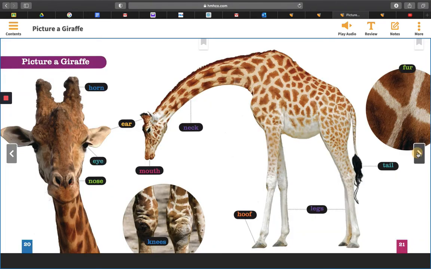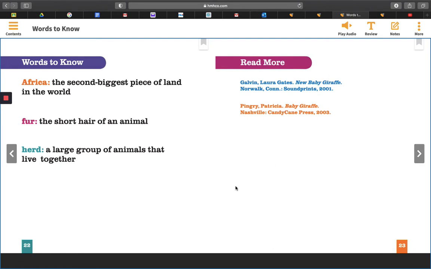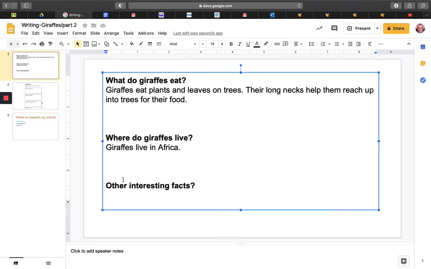So I've answered my question. I've used my nonfiction book about giraffes, and I've used my text features to help me find information. There was also a section in the back called Words to Know, and Africa was one of those words we needed to know, the second biggest piece of land in the world. And I will also give another interesting fact.